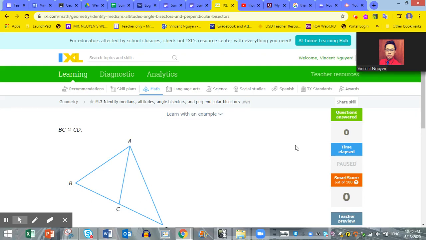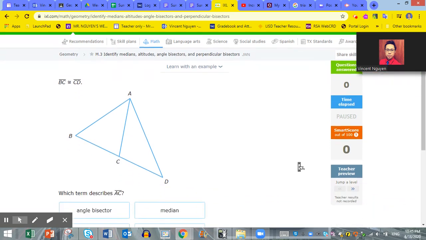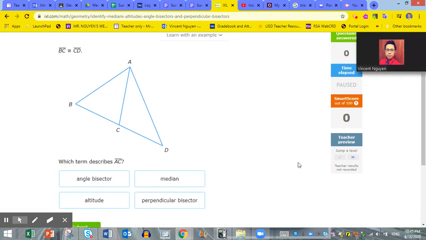Today I am going to show you how to do some of the problems in IXL, and the skills we're working on today is identifying medians, altitudes, angle bisectors, and perpendicular bisectors. Each of them has certain attributes or characteristics that we need to look for in order to identify them, right? So let's look at this first example.